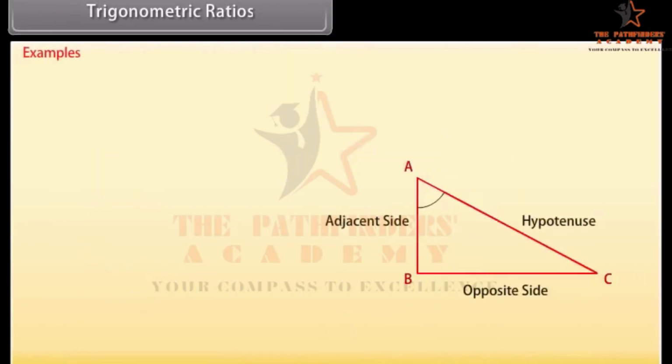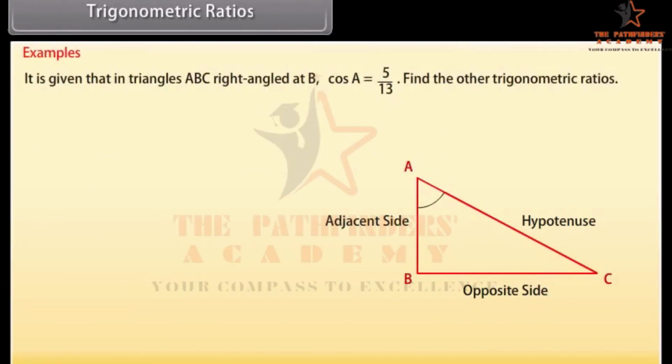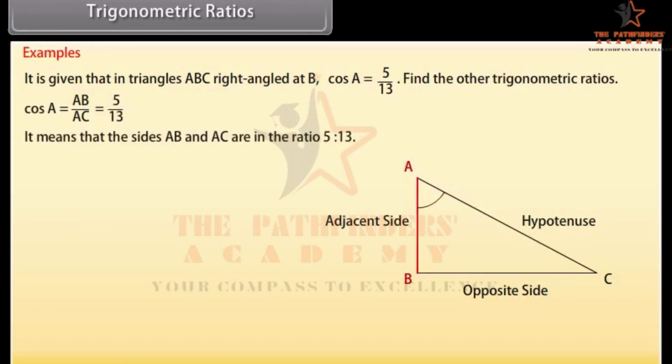Examples. Let us look at some examples to consolidate our understanding of trigonometric ratios. It is given that triangle ABC, right-angled at B, cos A is equal to 5 upon 13. Find the other trigonometric ratios. Cos A is equal to AB upon AC, which is 5 upon 13. It means that the sides AB and AC are in the ratio 5:13.